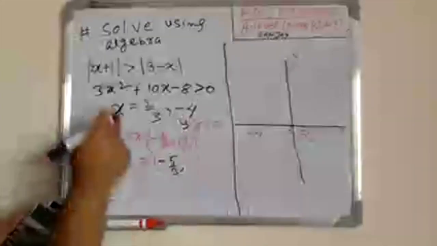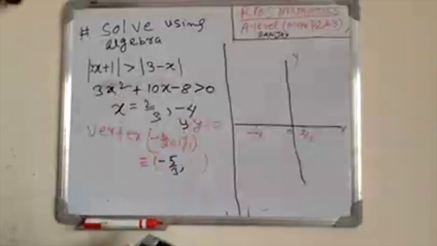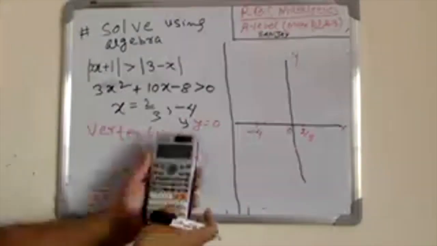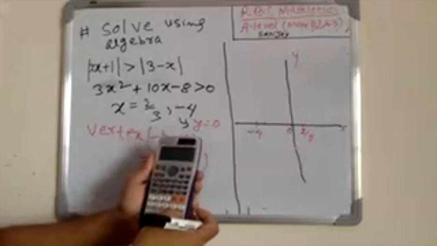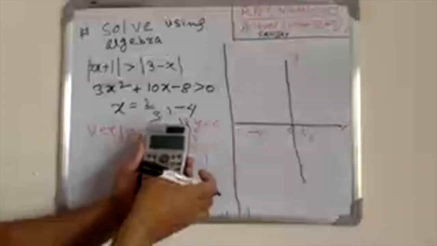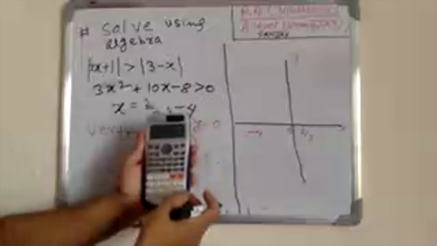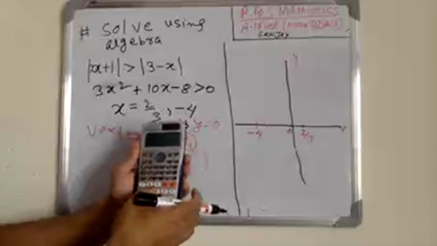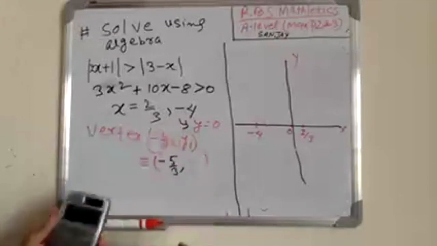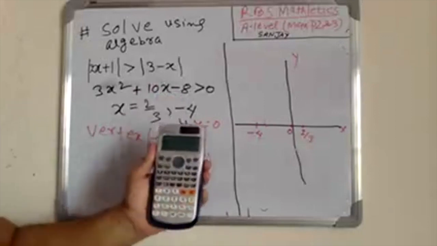And if you require the y value also, you put the value of x here as negative 5 by 3, and you will get the value of y. So let me do so also. It is minus 5 by 3. So I'm typing here 3 times bracket, then minus 5 divided by 3, and it's going to be squared. Then another sign, plus, then times, I use bracket. Again this value, minus 5 by 3. Close the bracket. When I close the bracket, I'm left with minus 8, so I'll type here minus 8 also.